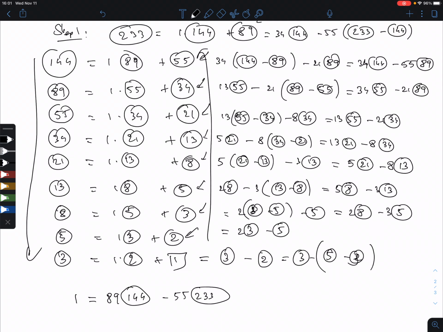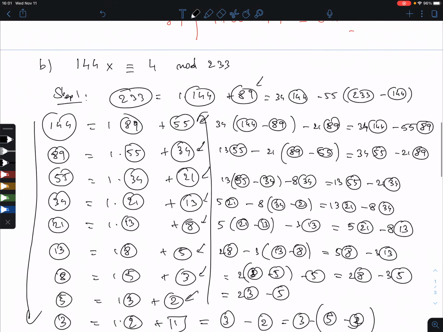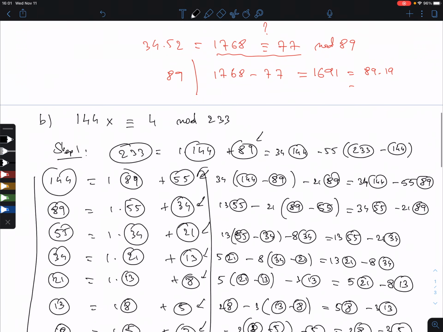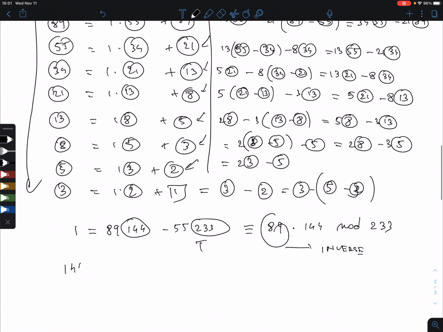And what we're doing, we're looking for the inverse of 144 mod 233. So we're working this modulo 233. This means that this term disappears. So we have 89 times 144 is 1 mod 233. And this tells us that 89 is the inverse. In particular, we have now our equation. So now that's step 2 if you want. Now we're solving it. 144x is equivalent to 4 modulo 233.